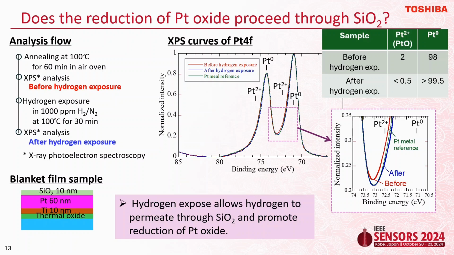A blanket film sample was used for the analysis like this. This figure shows the XPS curve. Before hydrogen exposure, red line, the curve shifted to the left compared to the Pt metal reference. The curve after hydrogen exposure, blue line, overlapped exactly with the Pt metal reference, indicating the absence of Pt oxide. From the results, it was confirmed that hydrogen exposure promotes the reduction of Pt oxide through SiO2.